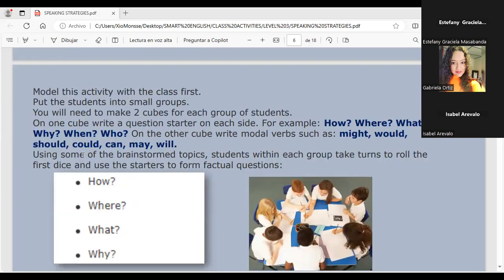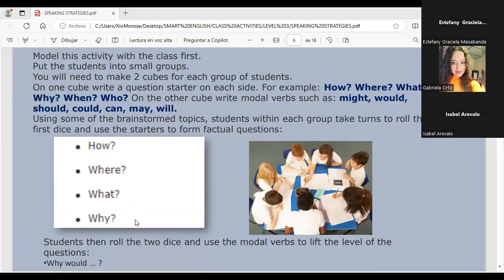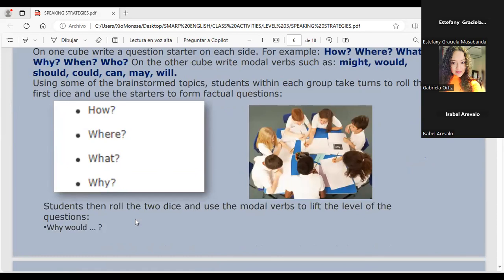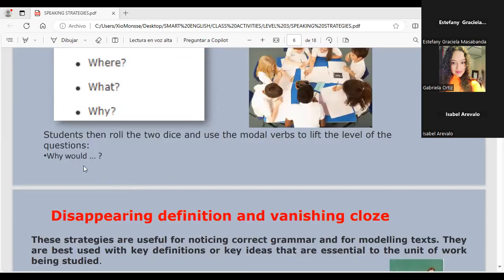verbs. Okay. Using some of the brainstorm topics, students within each group take turns to roll the first dice and use the question starter to form factual questions: how, where, what, and why. Okay? So you can change it, obviously you're going to use it with your topic. A student then rolls the 2nd dice and uses the modal verbs to lift the level of the question. Why will, okay, and then the question.